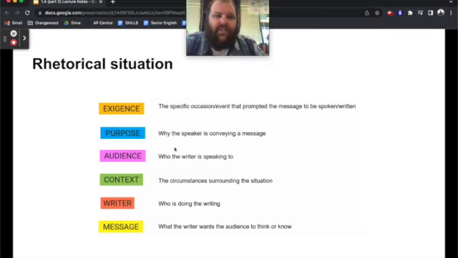We have our exigence, which is the specific occasion or event that prompted the message to be spoken or written in the first place. Then we have our purpose, which is why the speaker is conveying a message. Then our audience, who the writer is speaking to. Then our context, the circumstances surrounding the situation. Then we have the writer, who is doing the writing. And then our message, what the writer wants the audience to think or know. All right, that is the situation.